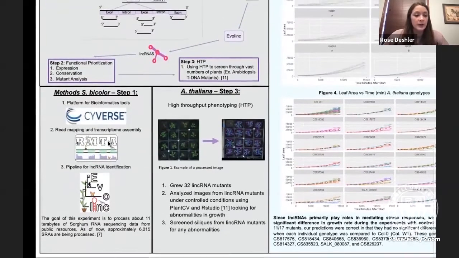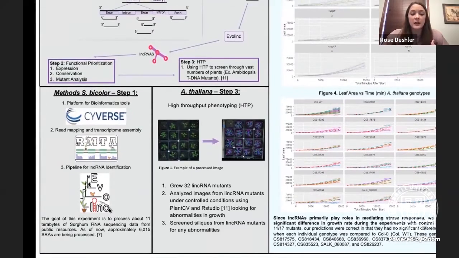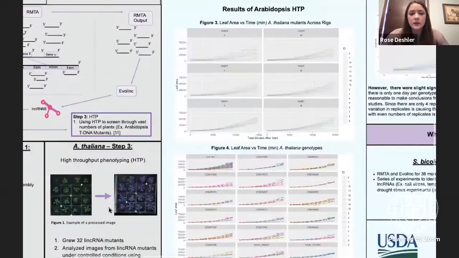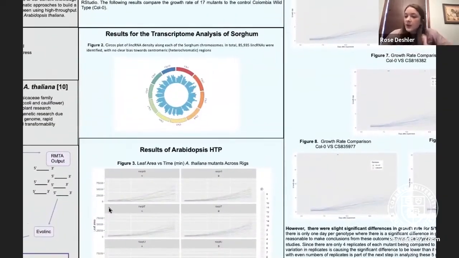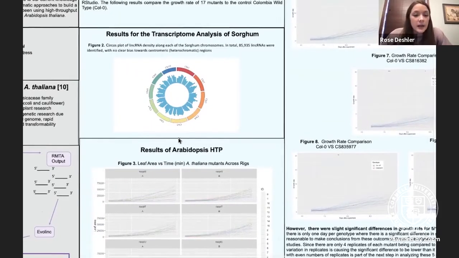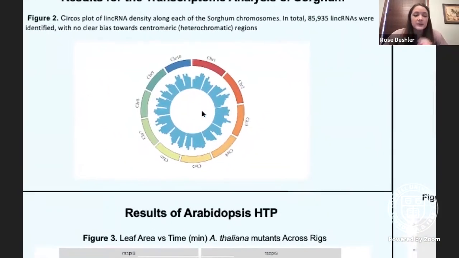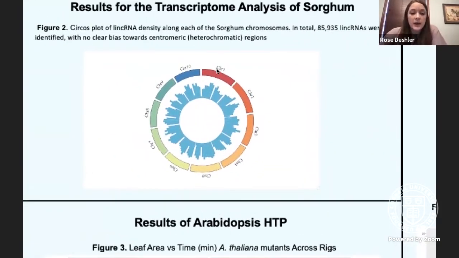This summer in sorghum, we've started the beginning of this process. Essentially in step 1, approximately 2,500 sets of RNA sequencing data have been sorted through, and approximately 85,935 lincRNAs were identified. Here you can see an expression map. Basically, these are the 10 different chromosomes on sorghum.